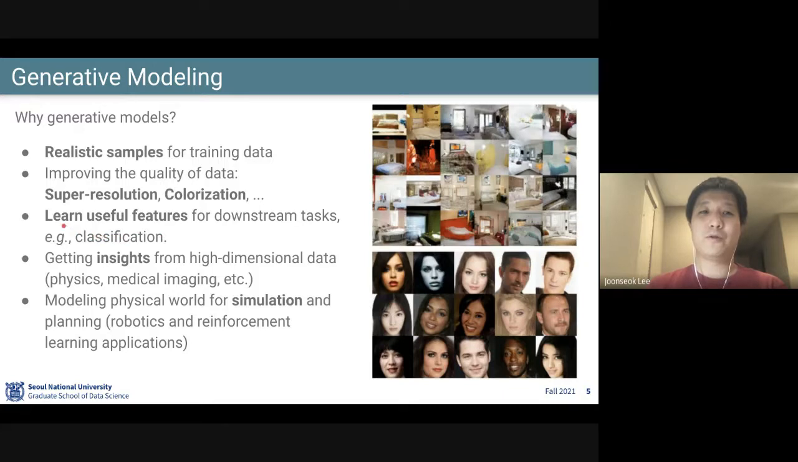Or we can also use the generative models to learn some useful features for downstream tasks like classification. Or we can also get some insights from high-dimensional data. Especially these are important for scientific applications like physics or medical imaging. Though in those areas, it's still important, but it's not the end of the world, just making the state-of-the-art results.